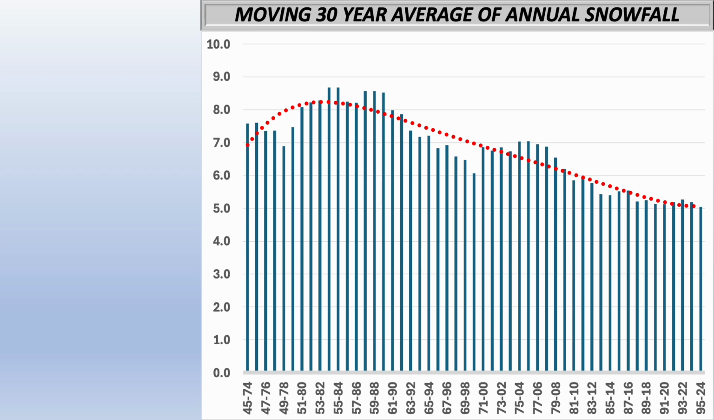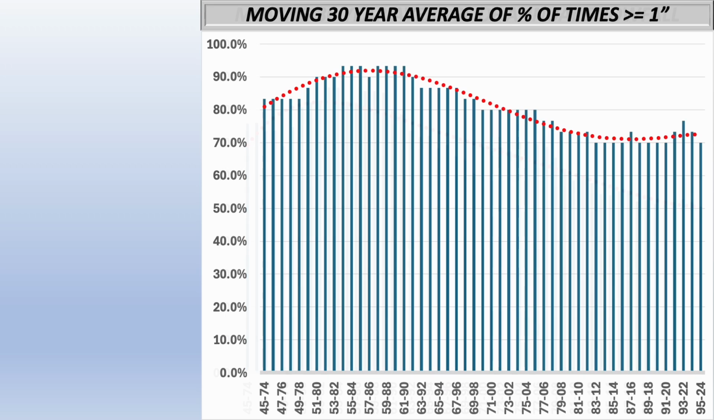Then I thought it might be fun to look at the probabilities of the 30-year average of annual snowfall exceeding 1 inch, okay? So, we're supposed to average more than that, so you would hope that this number is pretty high. But basically, again, from the mid-50s to the mid-80s, we were up a little bit over 90%, and we have now dropped to around just slightly over 70%, so about a 20% decline.